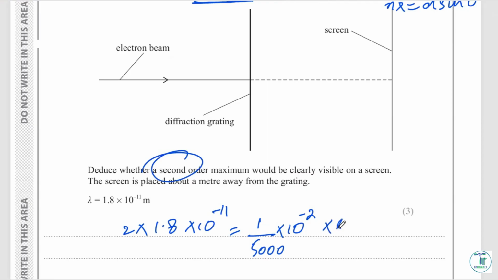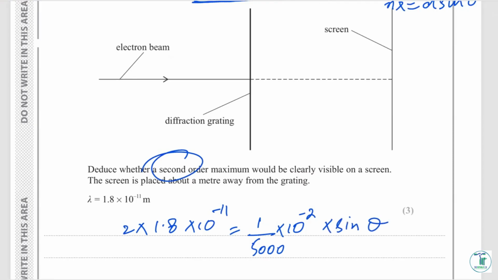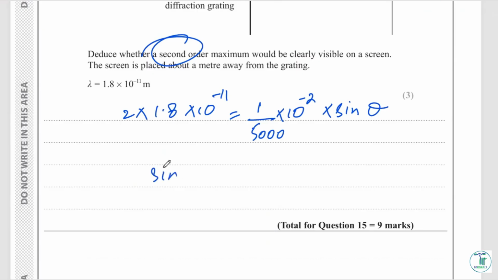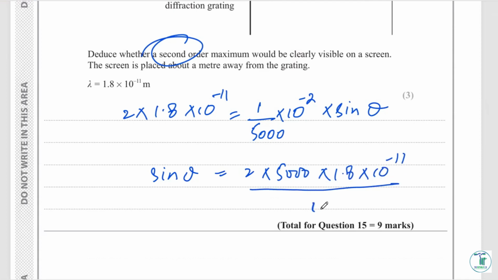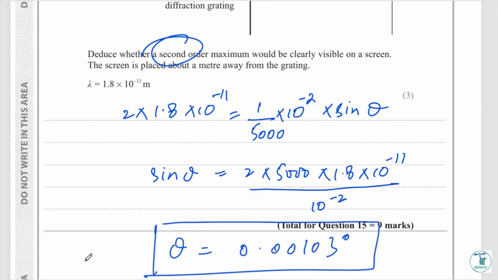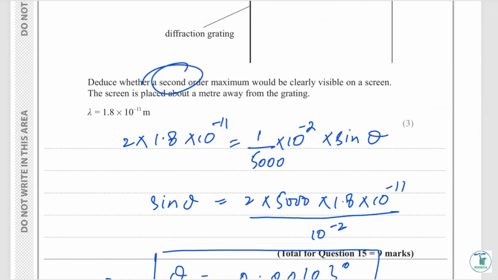And then multiply it by sine theta. So by working this down, sine theta would be something like 2 times 5,000 times 1.8 times 10 raised to the power of negative 11 divided by 10 raised to the power of negative 2. Whatever the answer I get, I'm going to calculate the sine inverse, and theta comes out to be 0.00103 degrees, which is quite unrealistic, right? This small an angle theta cannot really be measured. And if this angle cannot be measured, you can simply say that it would not be clearly visible because the angle is very small, right? So that is how we're going to talk about this question.